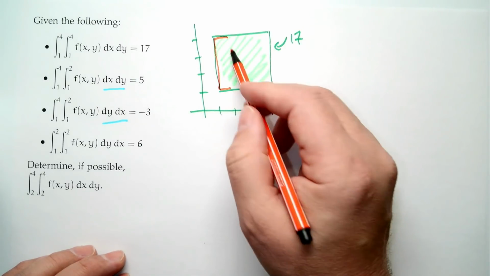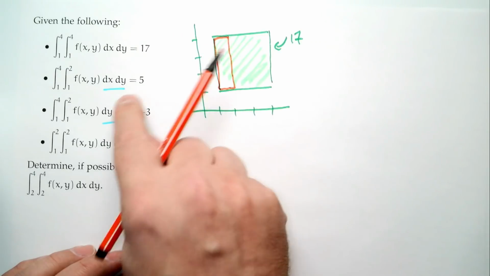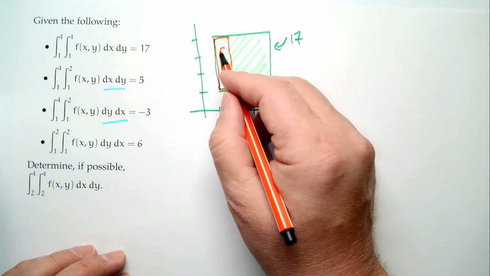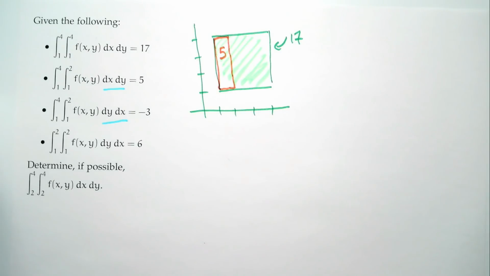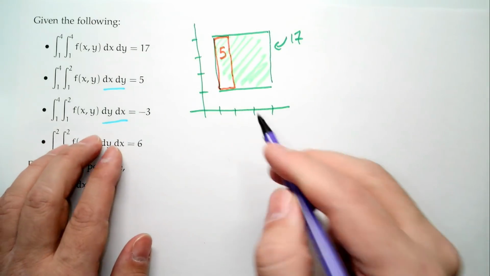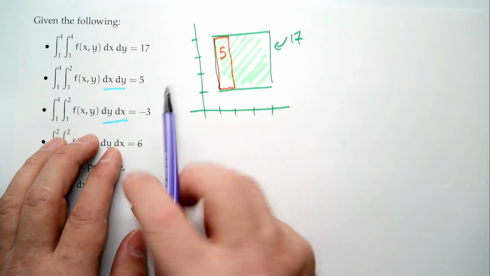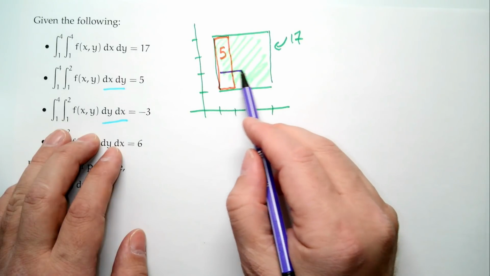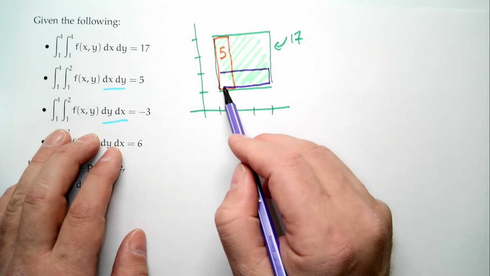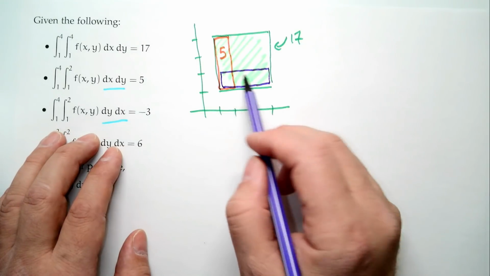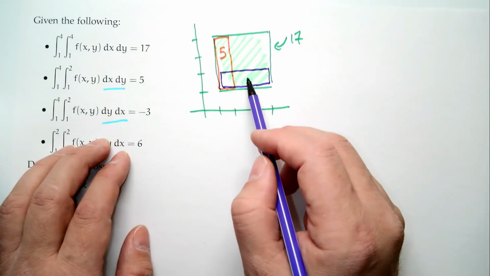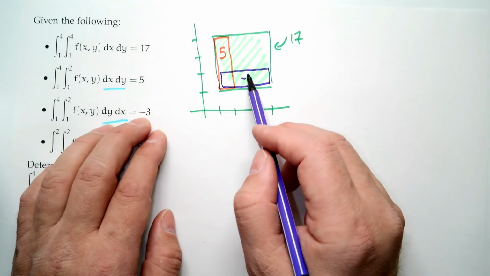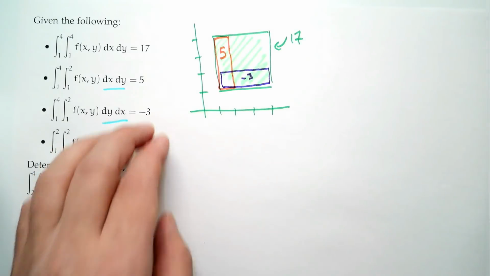So we have that this piece here is worth 5, and I'll put a 5 in that box. How about the next one here? 1 to 4, 1 to 2, f of xy dy dx. What is that one? Well, x goes 1 to 4, y goes 1 to 2, so that's the other one. That's the horizontal one. So you can see swapping the order makes a difference in our region. So this thing contributes a total of negative 3. So in the whole purple, there's negative 3.